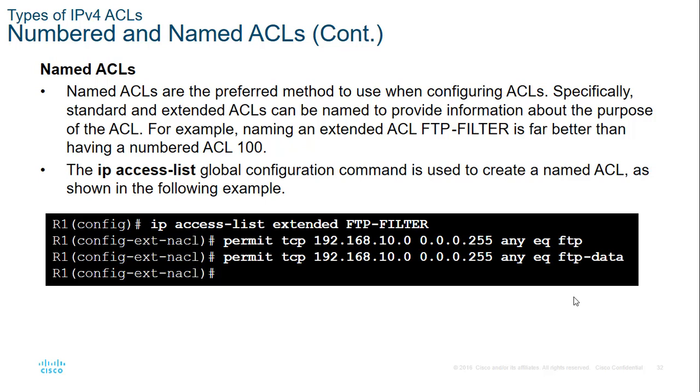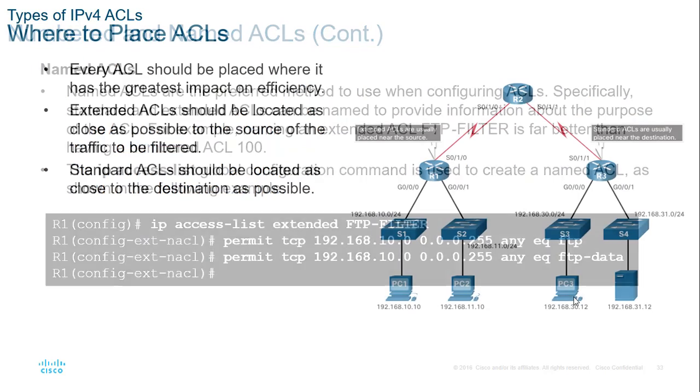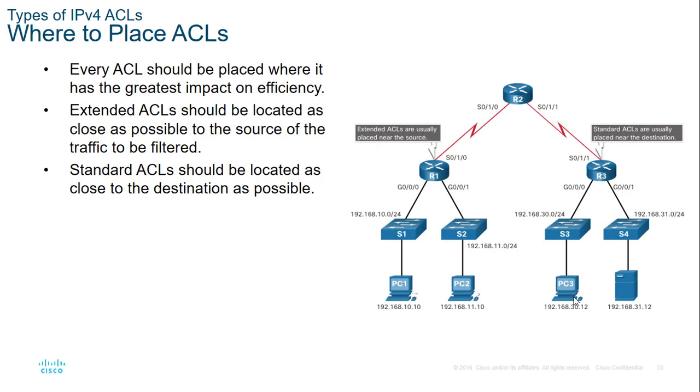Then it comes down to where do we place it? Well, we saw in our demonstration that we placed the ACLs on the interface using the access-group command. Simple rules. Extended ACLs are typically placed as close to the source as possible, because this way we're limiting the amount of overhead that the router has to do as it's processing packets going across router to router to router. And standard ACLs should be set as close to the destination as possible.